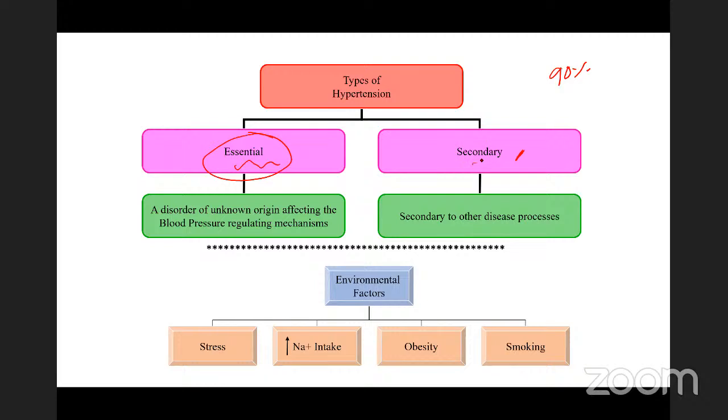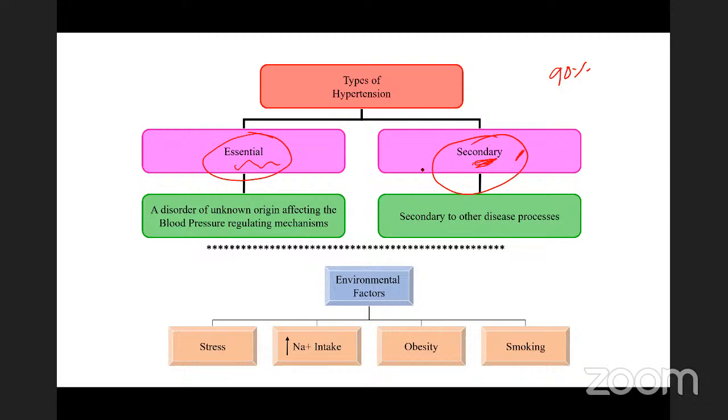Secondary hypertension may be due to underlying disorders like hyperadrenergic states such as pheochromocytoma, primary hyperaldosteronism, Cushing syndrome, or coarctation of aorta. In these conditions, the underlying cause has to be corrected to bring the BP to a normal level. What are the other factors which contribute to hypertension? Stress, increased sodium intake, obesity, smoking, alcohol. These are all risk factors for the development of hypertension.